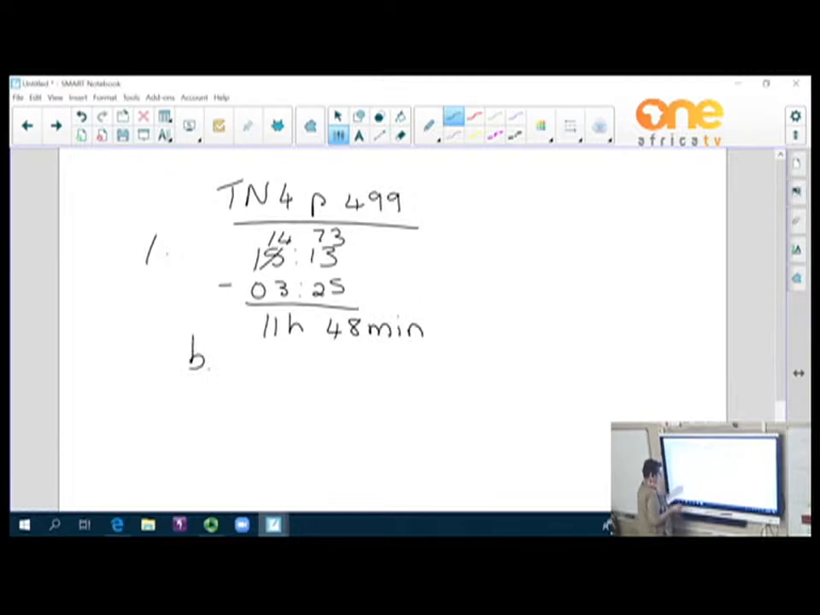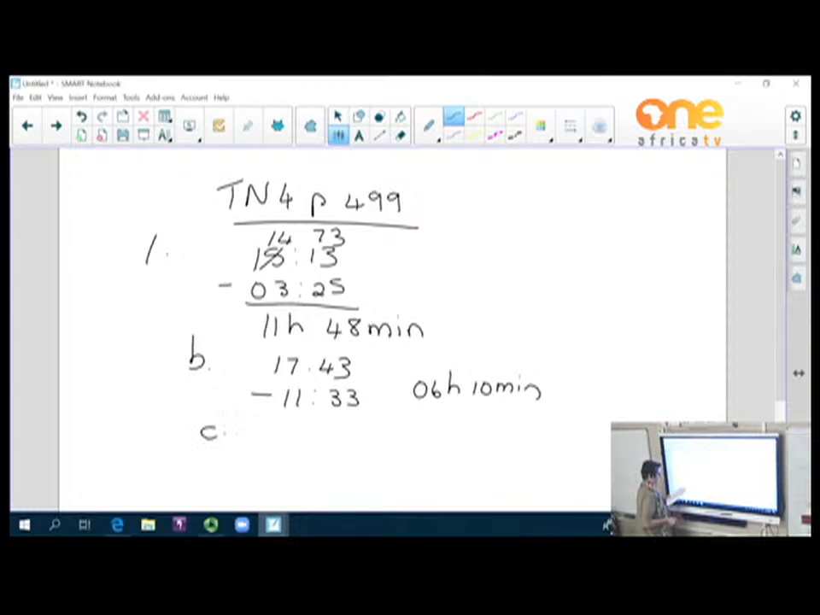Number B, 11:33 a.m. and then 5:43 p.m. So you have to change the 5:43 to 17:43, then minus the 11:33, and then we can easily subtract it, and it is then 6 hours and 10 minutes. That's the elapsed time.